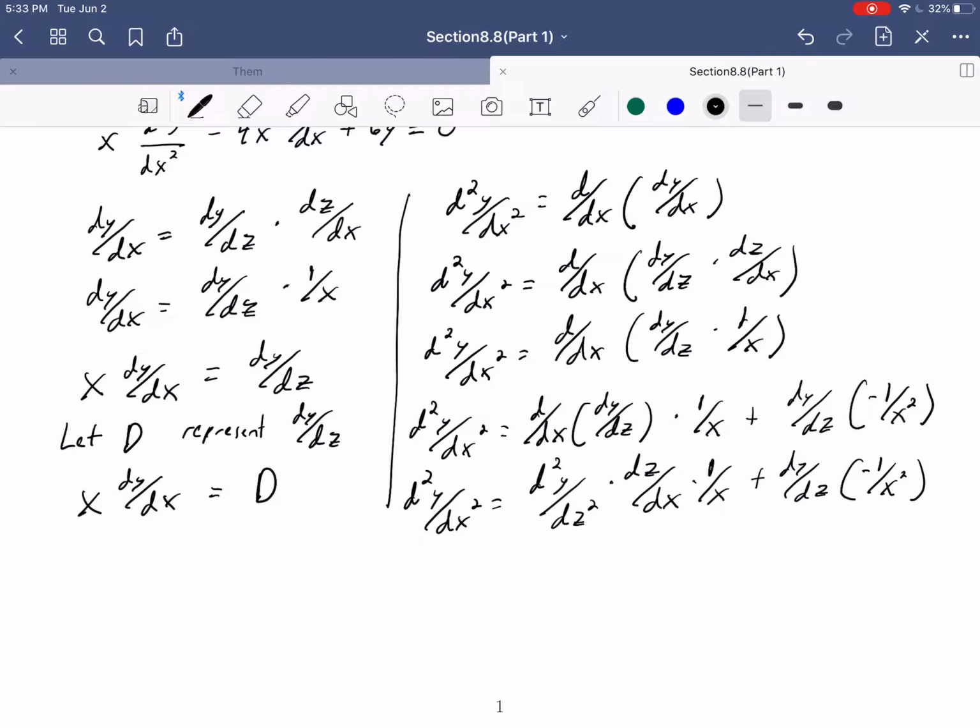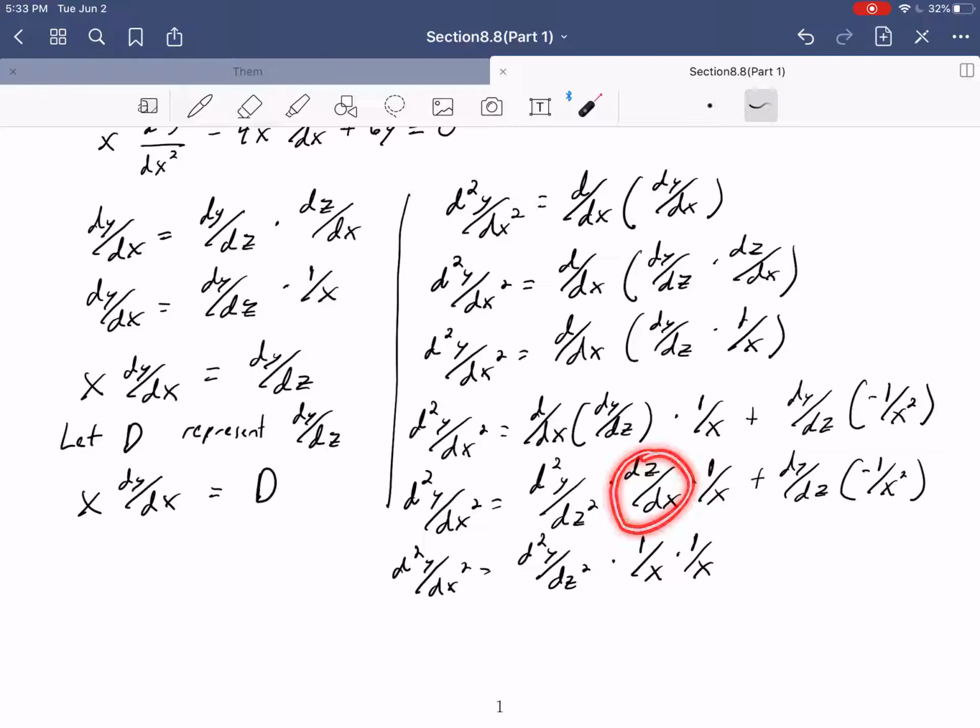The other piece that we should be able to clean up is right here, that dz/dx. We know that anytime we see that dz/dx, since z equals ln x, we can put that in as a 1 over x. So this is equal to the second derivative of y with respect to z times 1 over x times 1 over x, just replacing this with a 1 over x, and dy/dz times negative 1 over x squared.